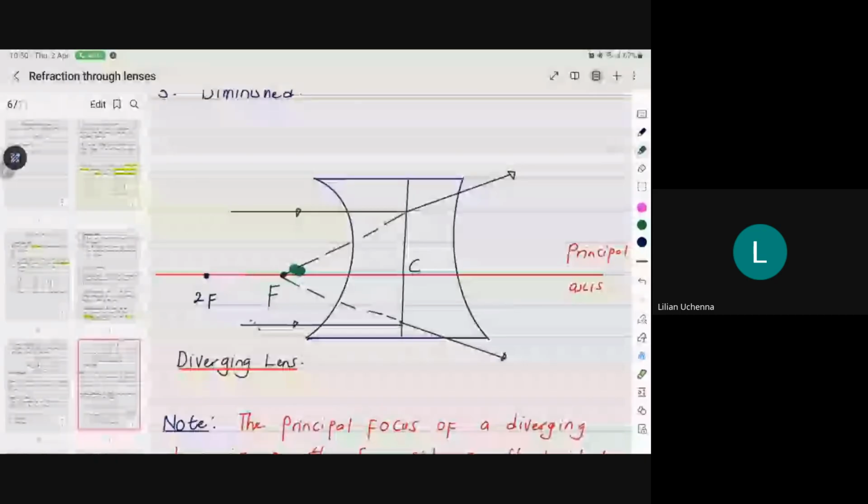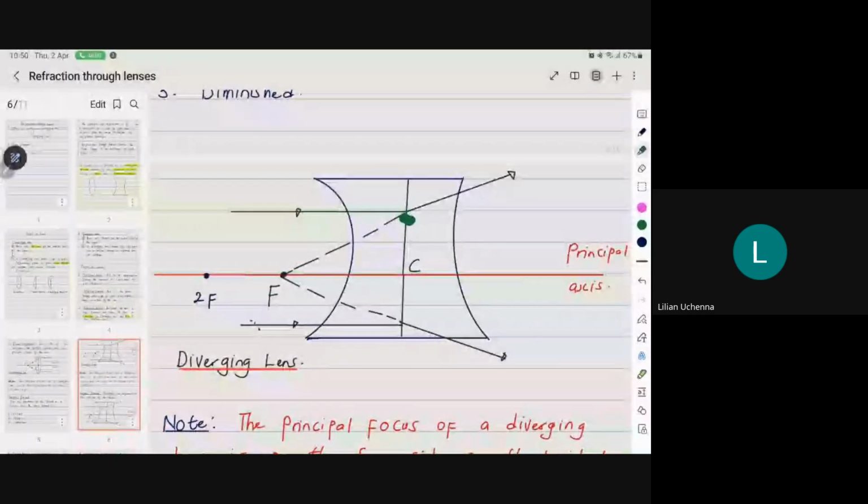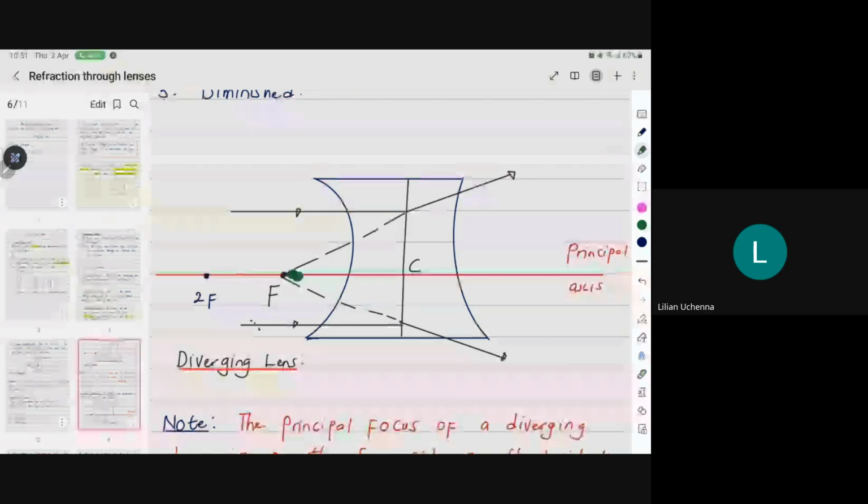Now, if you observe, this is the ray. When it hits the lens, it does what? It diverges. All right. It may look as if it passes through the principal focus, but it doesn't. And that's why the focus of a diverging lens is a virtual focus. All right. But the focus of a convergent lens is a real focus. So it's very important for us to always remember this. A virtual focus, I mean to say.